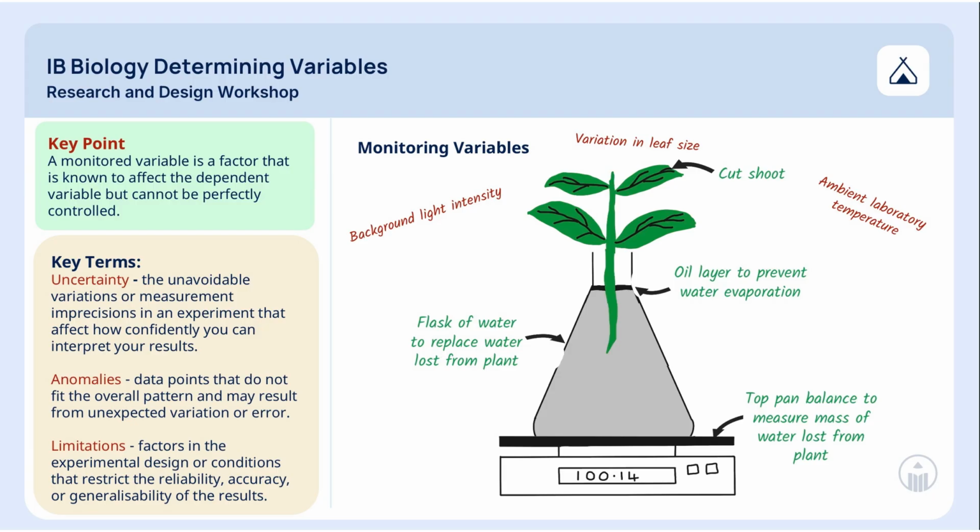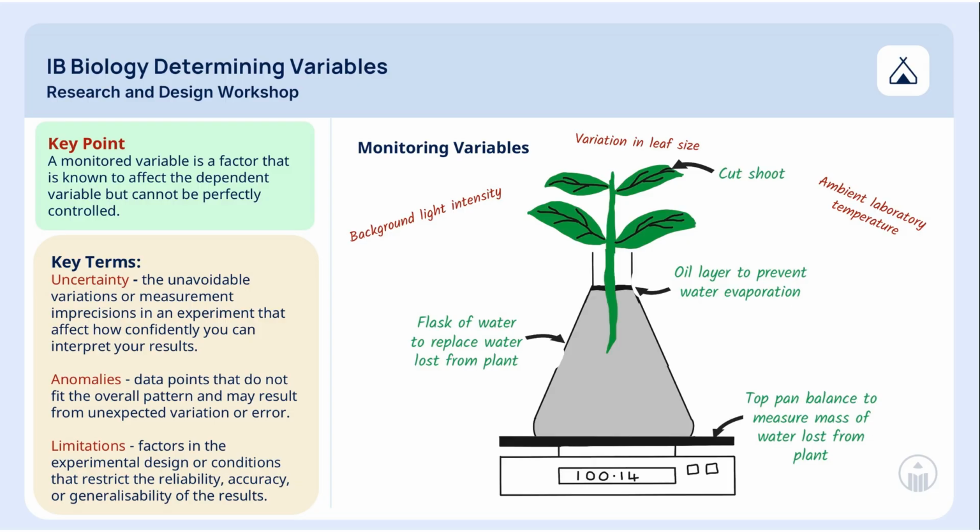In many school laboratory settings, some variables are known to influence the dependent variable but cannot be held perfectly constant in practice. These should be treated as monitored variables. A monitored variable is a factor that is known to affect the dependent variable but cannot be perfectly controlled. It therefore needs to be monitored during the investigation to quantify its fluctuation across trials and allow for its variation to be discussed when evaluating results.